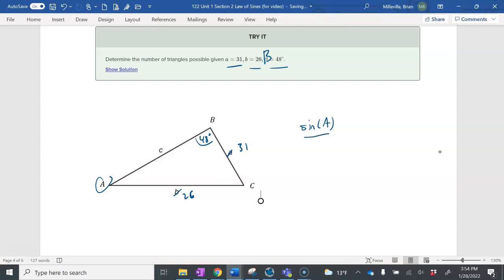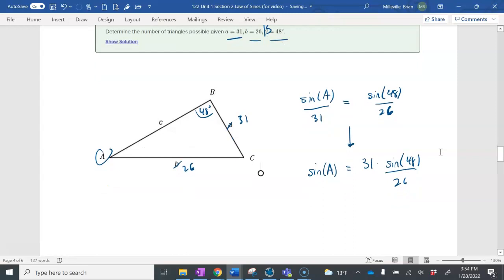Plugging the information in, we don't know capital A. We know little a is 31, so I'm going to substitute that into the law of sines. We know the angle B is 48 degrees, so we plug that in, and the side length B is 26. Like we did in the previous example, we multiply both sides by the denominator on the left, which is 31. I'm going to skip that step. You can pause it and put that step in. That will clear the fraction. We'll get 31 times sine of 48 divided by 26.